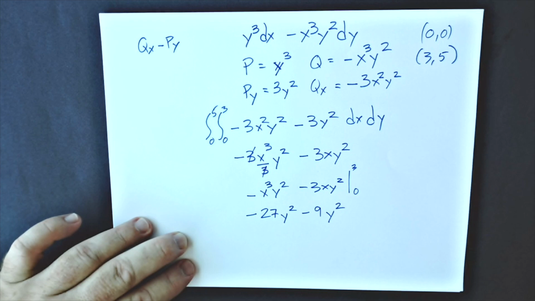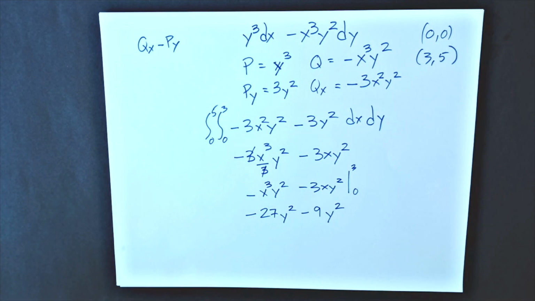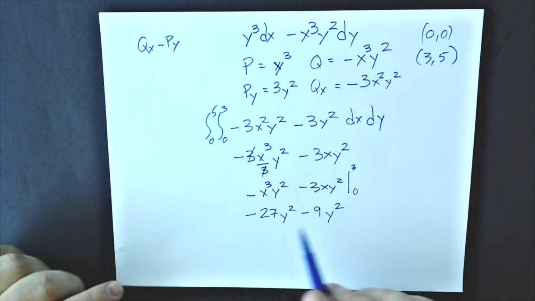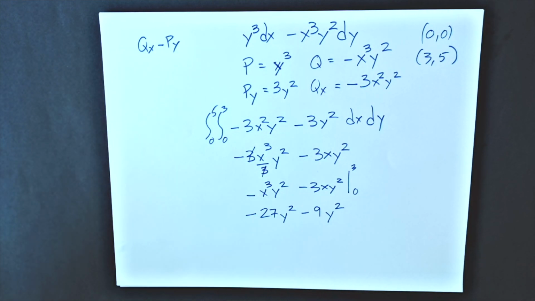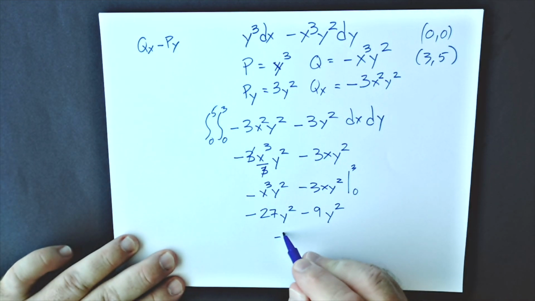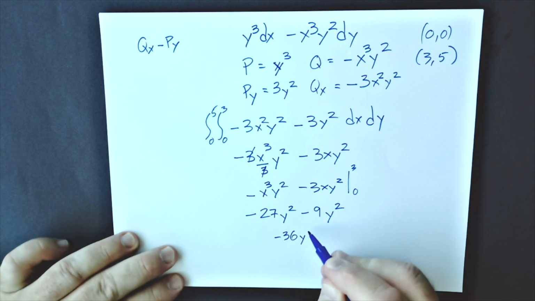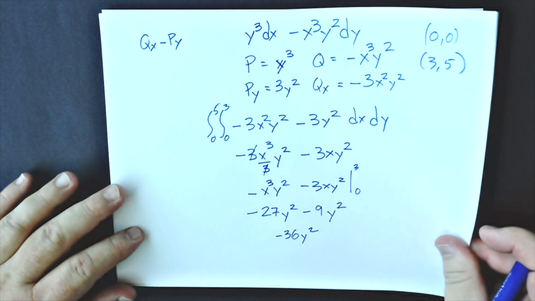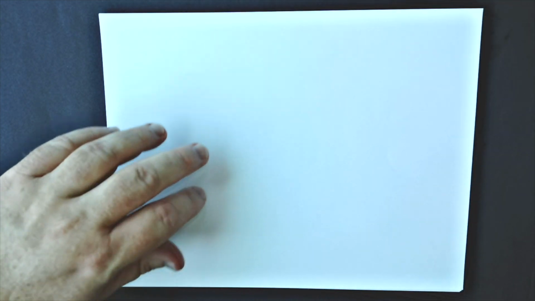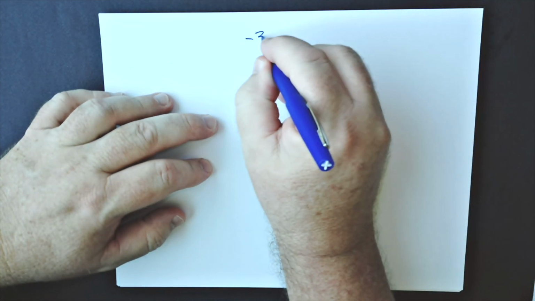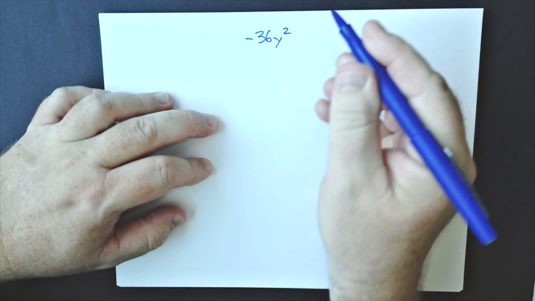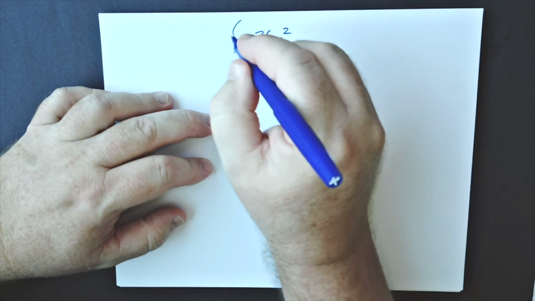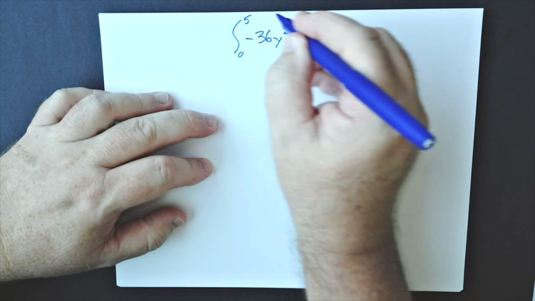Hey, can we simplify that? Can we do something with that? Let's see. We can combine these now. These are like terms. So negative 27 minus 9, that seems like negative 36y squared. All right, then we'll come over here and we'll take our negative 36y squared. That was our answer. Now we're going to plug that into our integral.